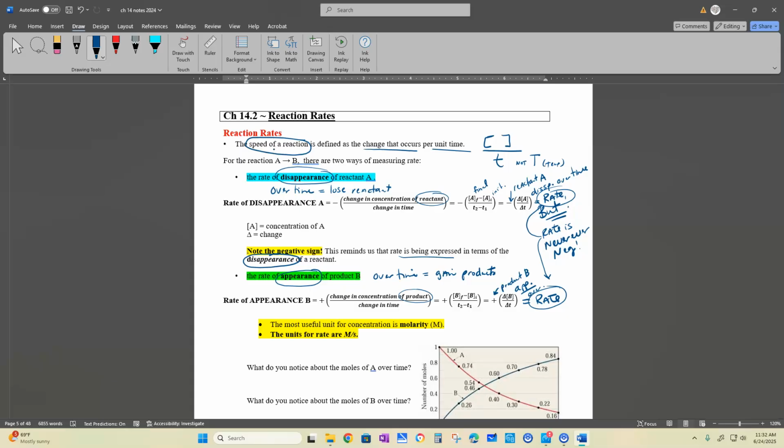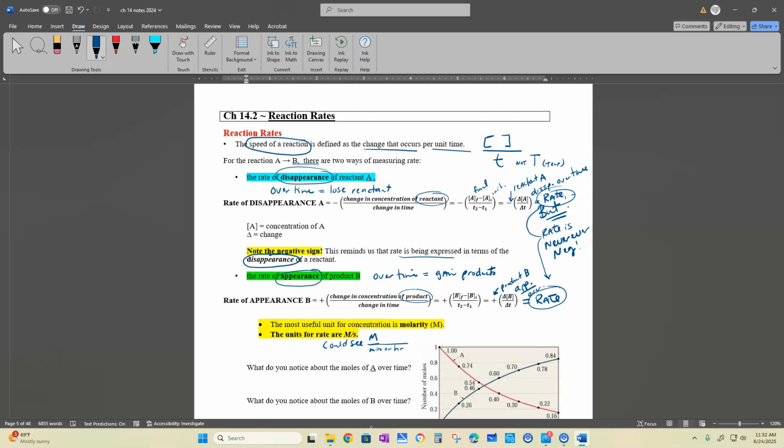The most useful unit for concentration is molarity, big M, okay? We know that. So when we do the units of rate, these rates right here, the majority of time is M over S. You could see M over maybe like minutes. You could even see hours, okay? Majority of time we deal with seconds, but you could see different units for time, okay?